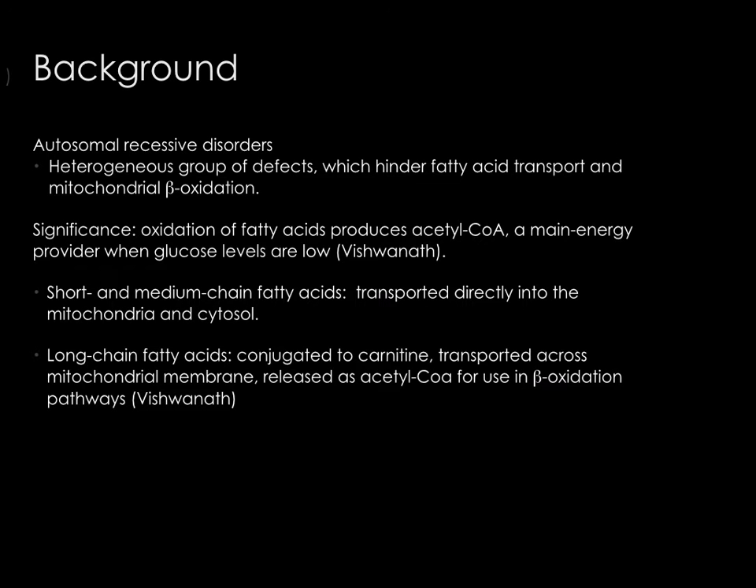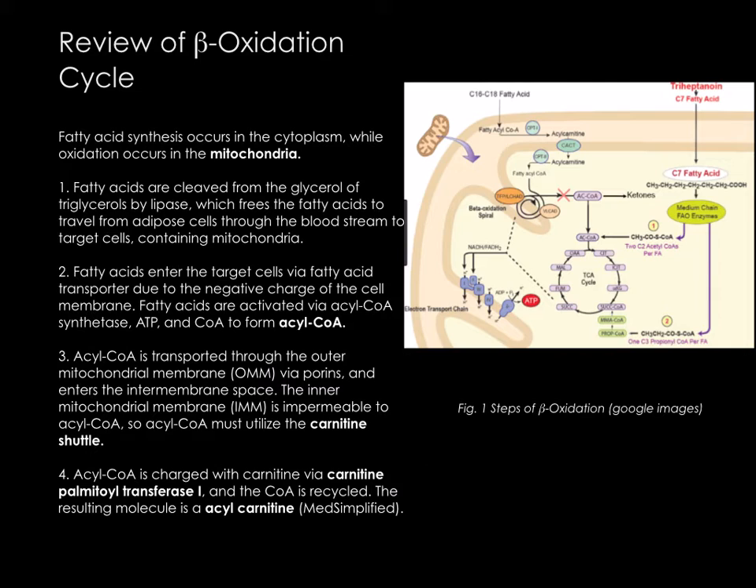As a review of the beta oxidation cycle, we have our fatty acid synthesis that's going to occur in the cytoplasm, but the oxidation is going to occur in the mitochondria. So the first step is going to be taking our fatty acids from the adipose cells to transfer them to other cells in the body to be used as energy. So those fatty acids have to first be cleaved from their glycerol backbone via an enzyme called lipase. So when lipase cleaves them, that means that fatty acids are free to travel from the adipose cells through the bloodstream to the particular target cells.